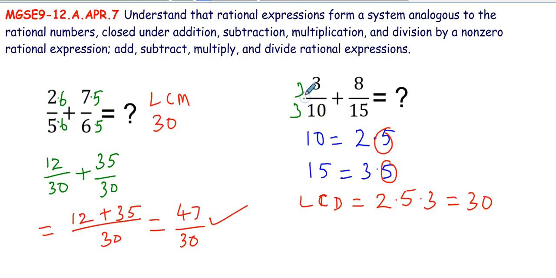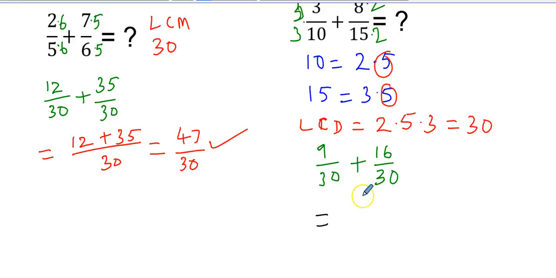There also times 3 will give you 3 times 3, 9 over 30, plus I have to make 15 as 30, so 15 times 2, there 8 times 2. Whatever you do to the denominator, do the same thing to the numerator. That is 8 times 2 gives you 16 over 15 times 2 is 30. So both the denominators are the same, hence add them up.